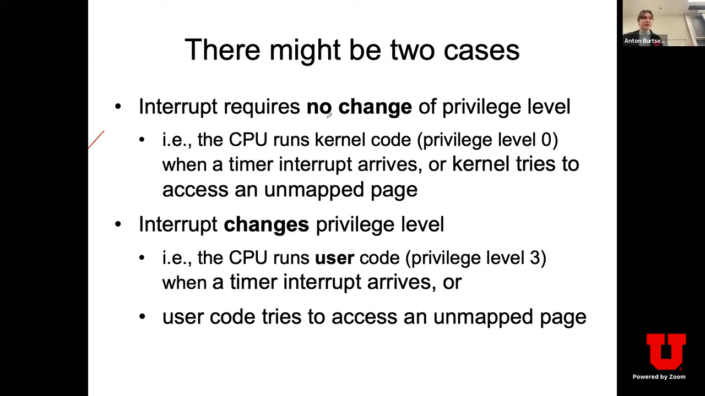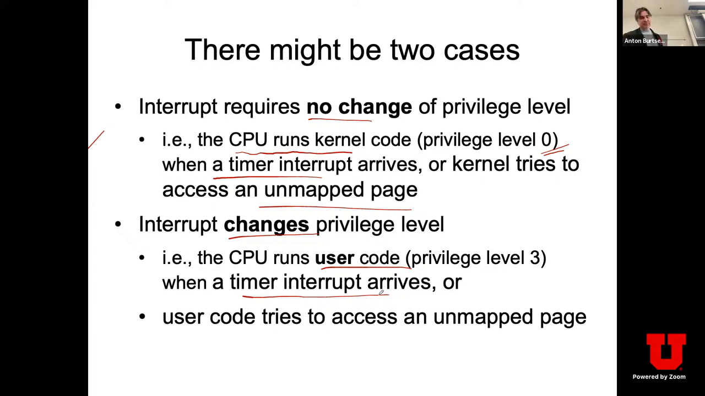For example, there is no change if the CPU already runs kernel code in the most privileged level 0, and a timer interrupt arrives, or the kernel tries to access an unmapped page, right? That may be legal in a kernel. At this point, there is no change. You still stay in the kernel. You process the timer interrupt in the kernel. Or the interrupt changes the privilege level, which means that you're running at user level, running some kind of user loop, for example, and a timer interrupt arrives and passes control to the kernel, right? So there are two cases, right?